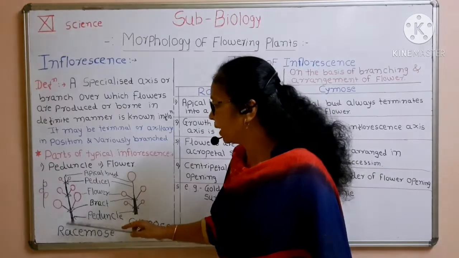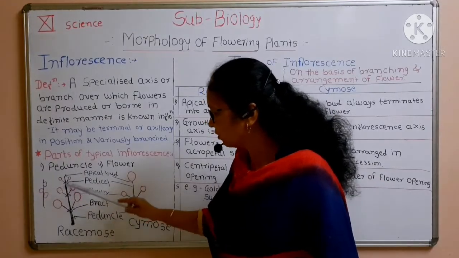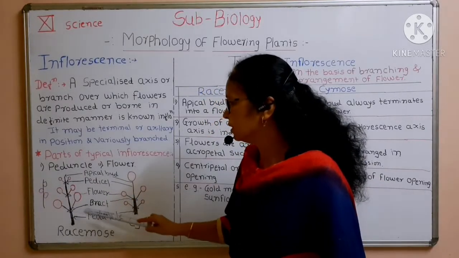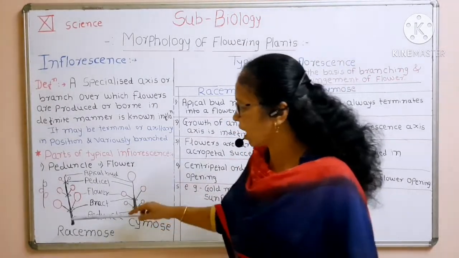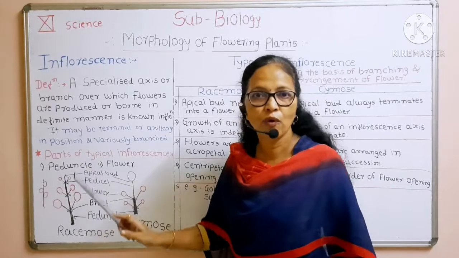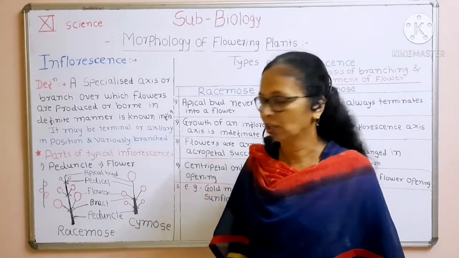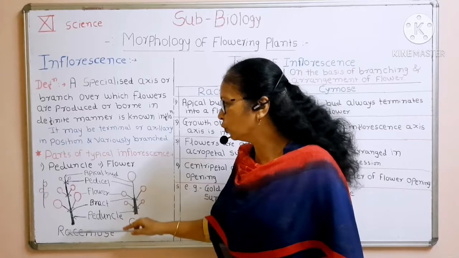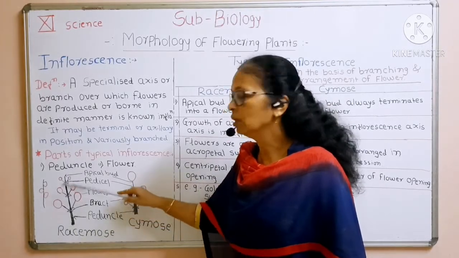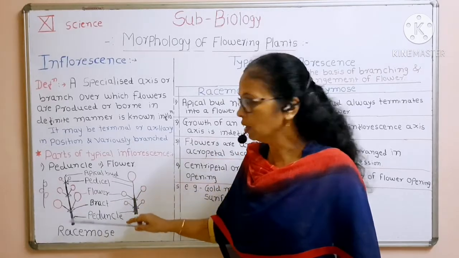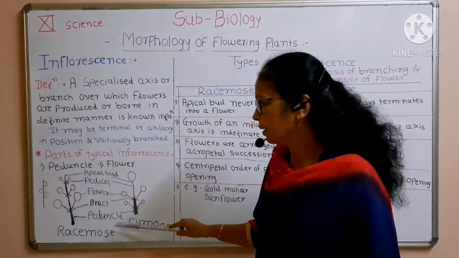The part of the peduncle on which the flowers are developed is called the rachis. The function of the peduncle is to raise the flowers to the desired level for the process of pollination and to conduct food and water from the stem to the inflorescence. This is about the peduncle.